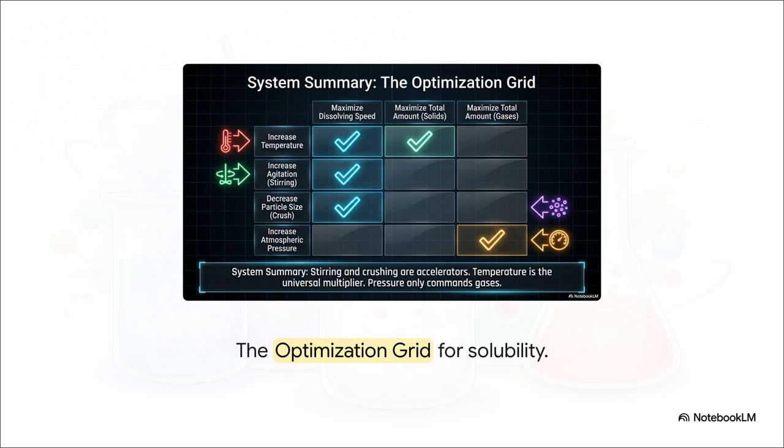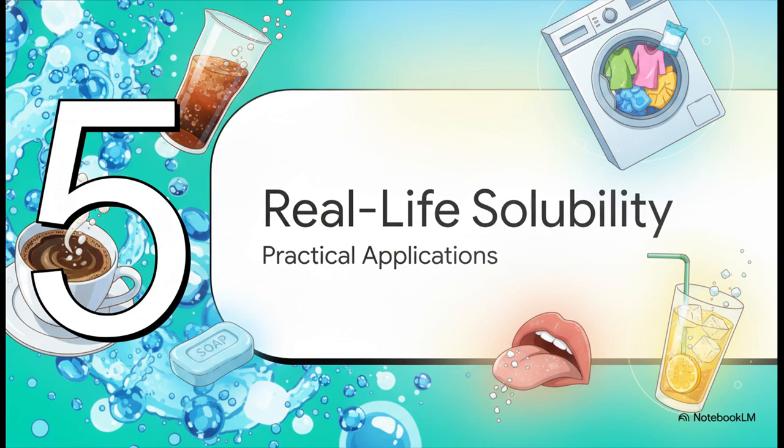Pulling this all together into an optimization grid really clears things up. If you want to maximize dissolving speed, you bump up the temperature, increase agitation, or crush the particle size. If you want to maximize the total absolute amount of a dissolved solid, you crank that temperature dial. And if you're trying to maximize dissolved gas, you rely on pressure. So speed has accelerators, solids have temperature, and gases have pressure. Simple as that.